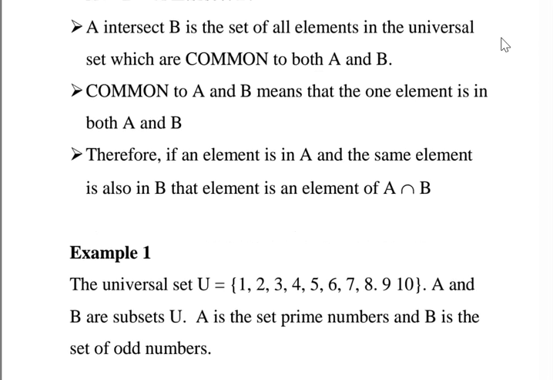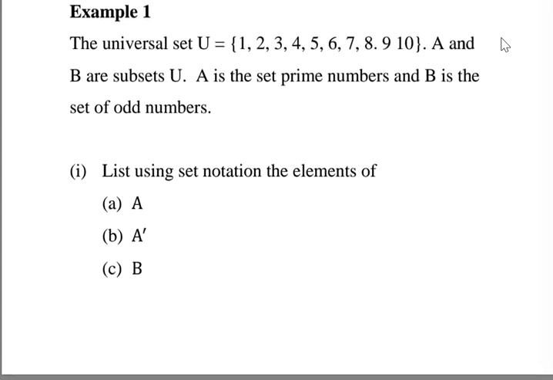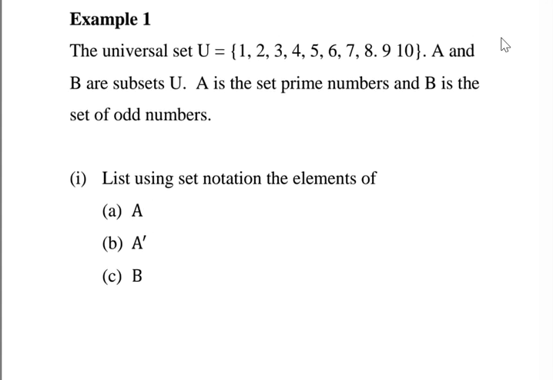All right, let's have a look at example 1. In example 1, we're told that the universal set U is the set of counted numbers from 1 to 10, and that A and B are subsets of U. A is the set of prime numbers, and B is the set of odd numbers. A is a set of prime numbers between 1 and 10 because A is a subset of the universal set.